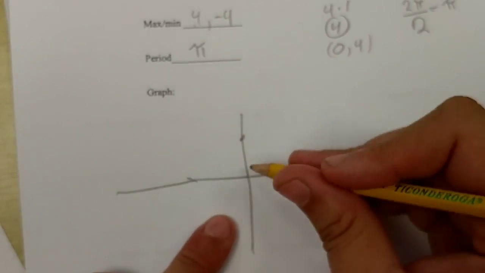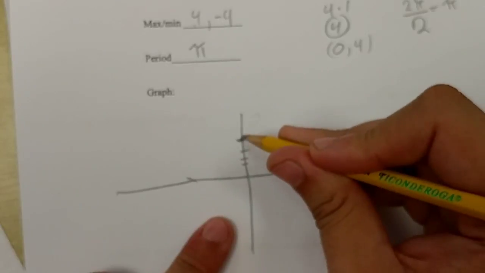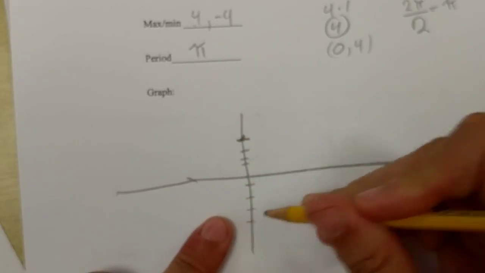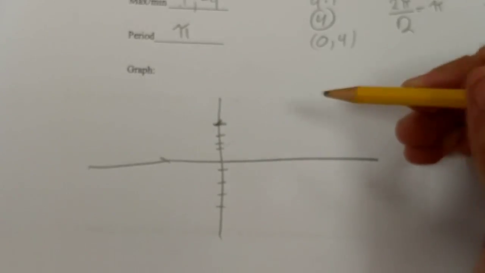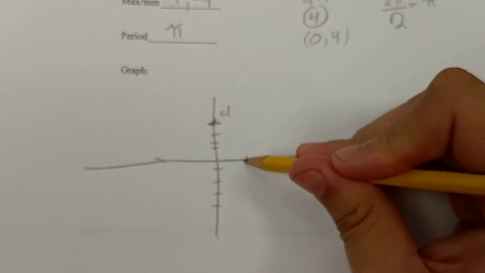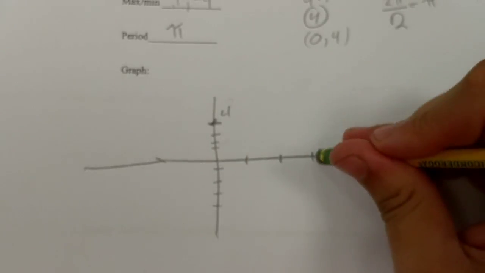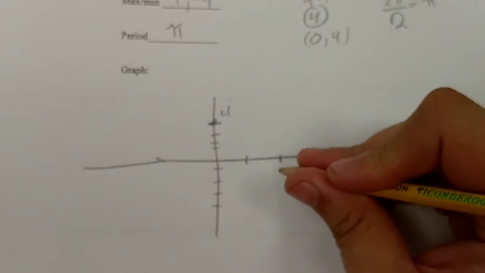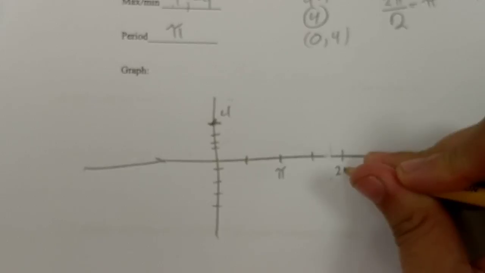So I know I'm starting at 1, 2, 3, 4. And then 1, 2, 3, 4. I know it's not very clean, but you'll have your own graph. So 4 up here. So that's 4. I'm starting here. And I know that I need to repeat my period at, let's say, pi. And let's call this 2 pi.